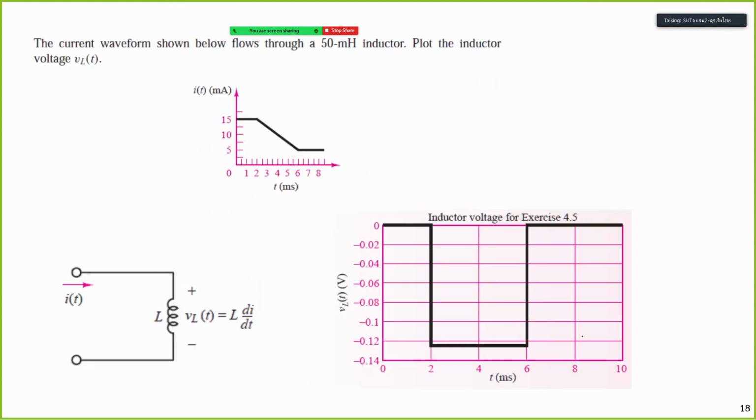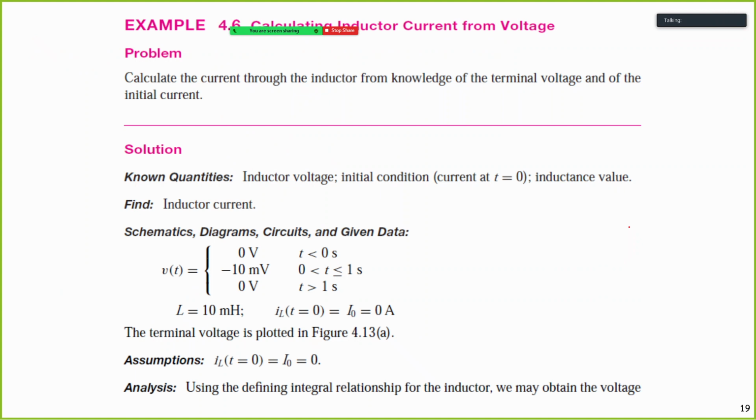Let's see this property. If the current is constant, there is no voltage. If the current decreases, the slope is negative, so the voltage is negative here. And if the current is constant, the voltage is 0, no voltage across it. It becomes a short circuit.